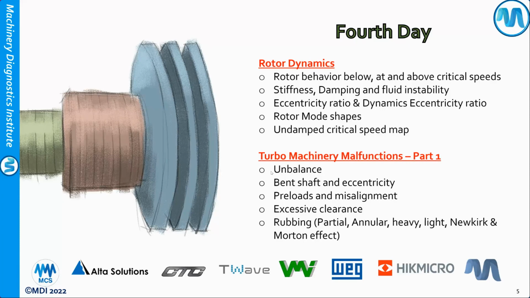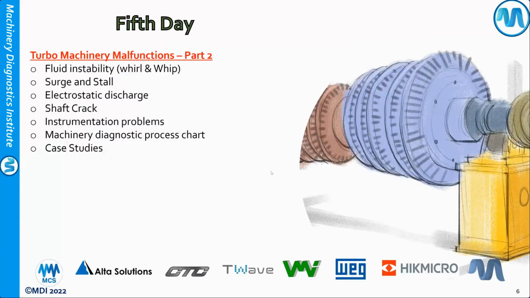Excessive clearance, rubbing with partial annular rub, heavy and light rub, Newkirk and Morton effects, and also the fluid instability like whirl and whip, surge and stall, electrostatic discharge, shaft crack, and some instrumentation problems. So we cover lots of things in this course regarding turbomachinery, in addition to case studies.